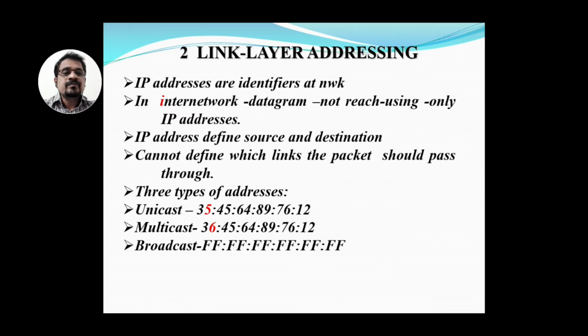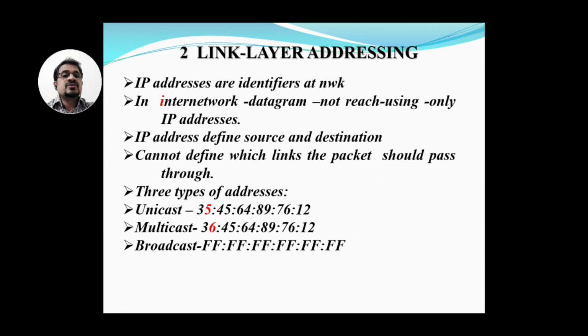Now let us see what an addressing mechanism is. As we know, whenever the datagram or the packet wants to move from one node to another node, it requires an address. It requires an IP address, which is normally named as an identifier at the network layer. But the same IP address, that identifier, is not enough to reach the exact node of the destination.